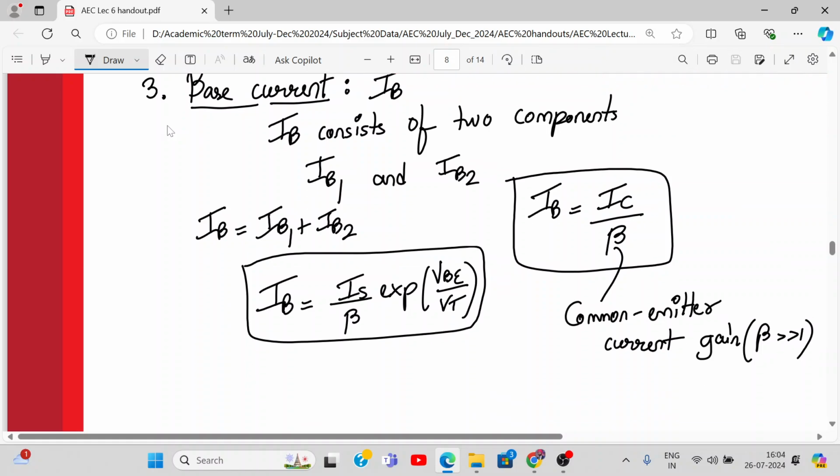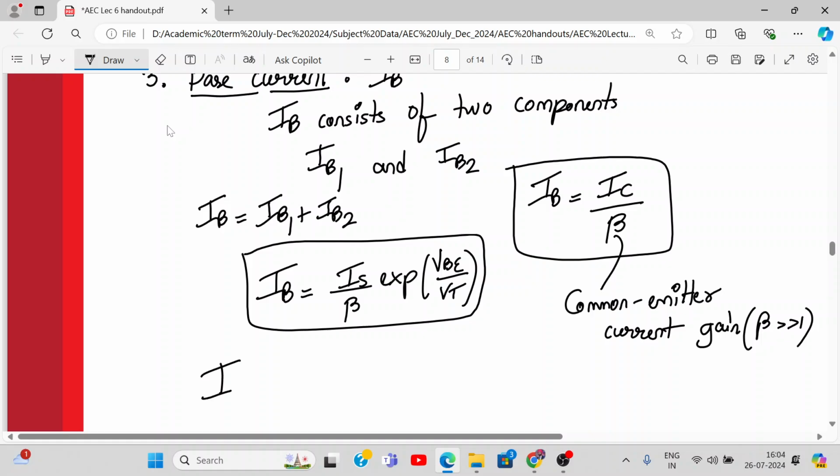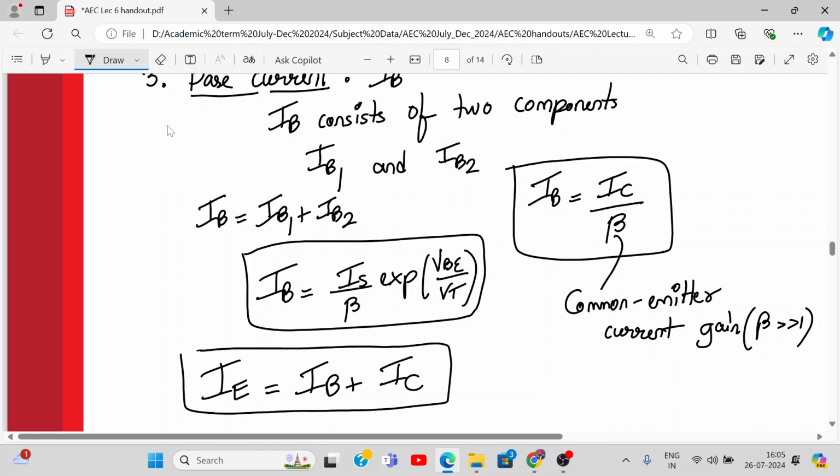And at last, how are the three currents related? IE is IB plus IC. These are called terminal currents in BJT.